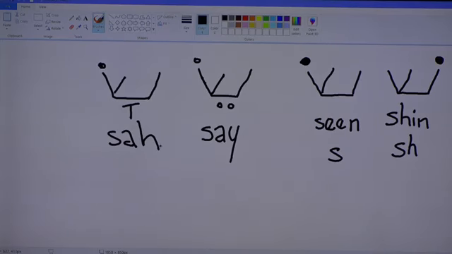It's important to know the difference between the sh and the s, the shin and the sin sound, the shin and the seen, because it's one of those things that'll throw you off once in a while and mess you up a little bit. The word Moshe, Moses, is spelled with a shin. Okay, you'll find these things.